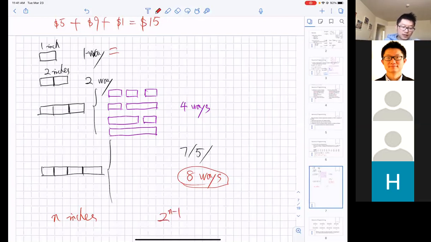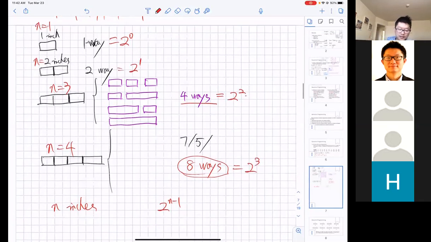Okay, yeah. So when n equals 1, we only got one way, which is 2 to the power of 0. When n is 2, the number of ways is 2 to the power of 1. When n is 3, we got 4 ways, which is 2 to the power of 2. When n is 4, it is 2 to the power of 3. So when we got n inches, the number of ways for us to cut is just 2 to the power of n minus 1.